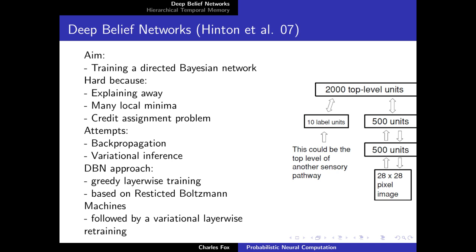The deep belief network approach is Hinton's, and he gets around these problems with two tricks. One is a greedy training trick. The greedy algorithm is one where you only look one step ahead in time and you do the thing that is most optimal for you now without taking anything else into account.